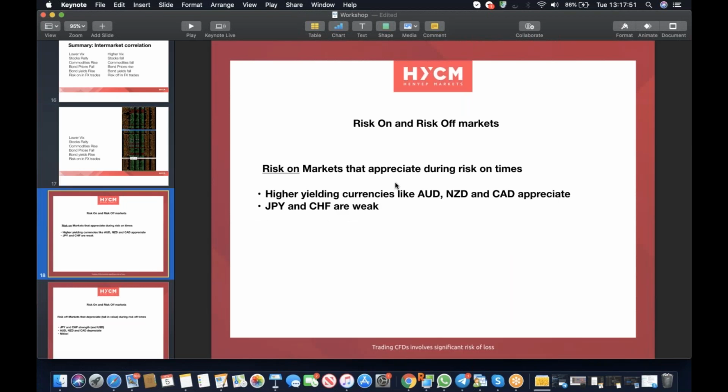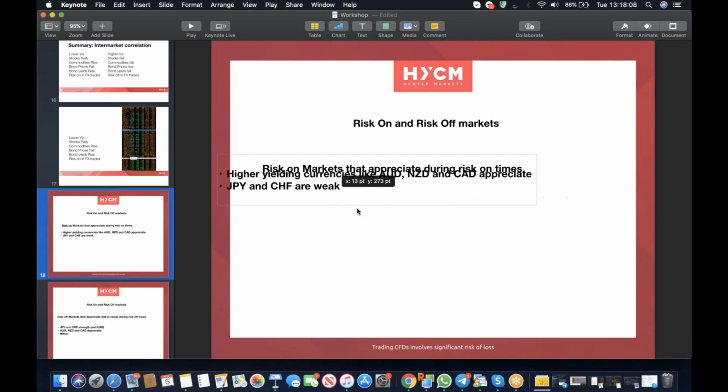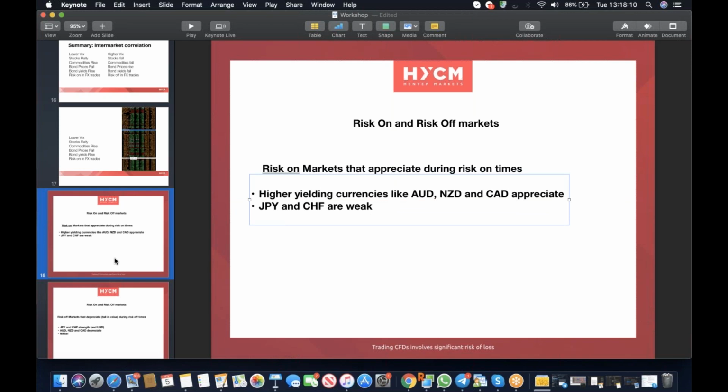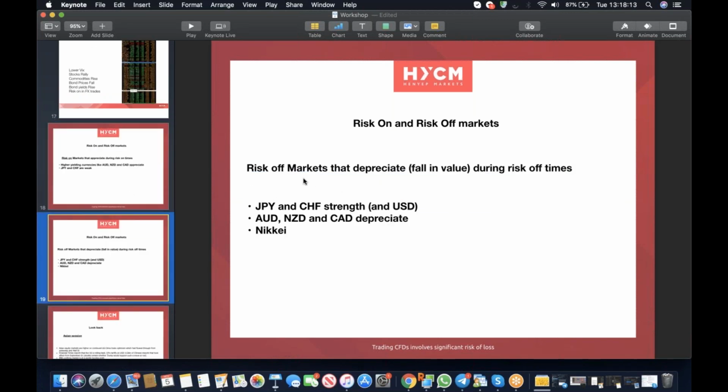Now, in risk on markets, there's certain currencies that act certain ways. So when it's risk on, you get higher yielding currencies like the Australian dollar, New Zealand dollar, and Canadian dollar appreciating, and you get the Japanese yen and the Swiss franc being weak. That's just what generally happens in a risk on market, okay? Similarly, if it's risk off, then you get yen and Swiss franc strength, and you get Australian dollar, New Zealand dollar, and Canadian dollar weakness, okay?